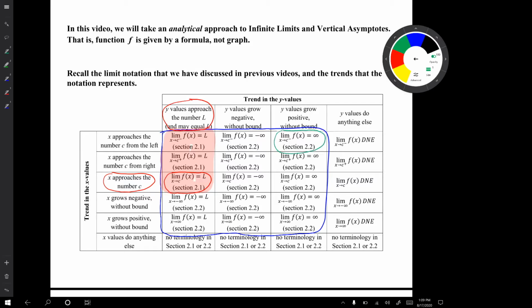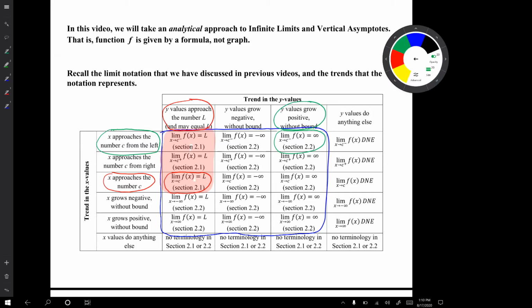This is spoken: the limit as x approaches c from the left of f of x is infinity. And that is shorthand notation for the following trends. X is approaching some number c from the left, and the y values are growing more and more positive without bound. And that corresponds to the graphical behavior that the graph of f has a vertical asymptote with line equation x equals c, and the graph goes up along the left side of that asymptote.